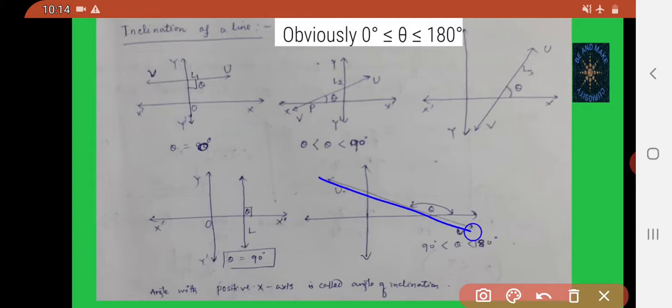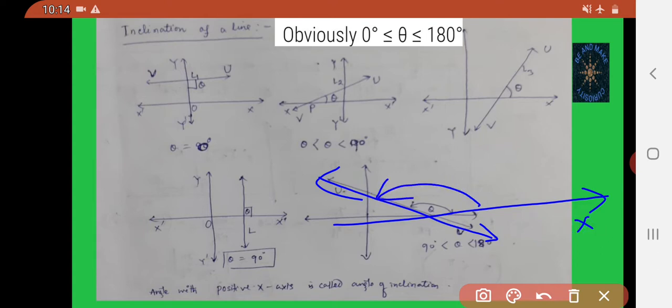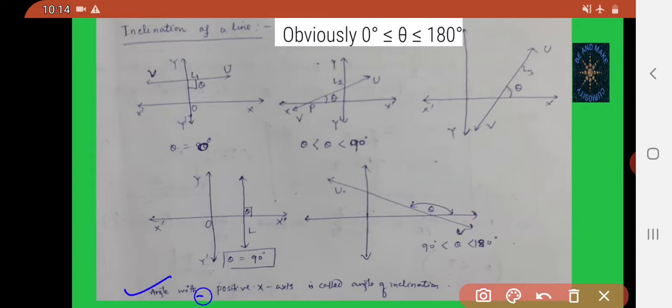Here you see the angle of inclination, from the positive x-axis to this upper ray, you go in the anti-clockwise direction, then this is theta, and this angle is your angle of inclination. So the angle with the positive x-axis is called the angle of inclination, and the inclination is always measured in the anti-clockwise direction. Understood?